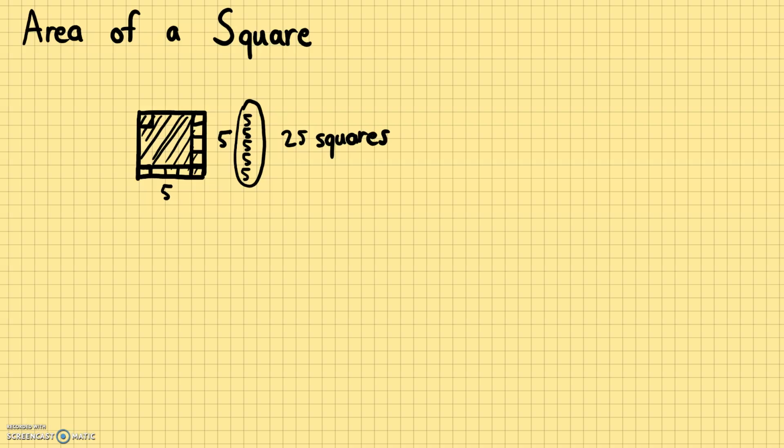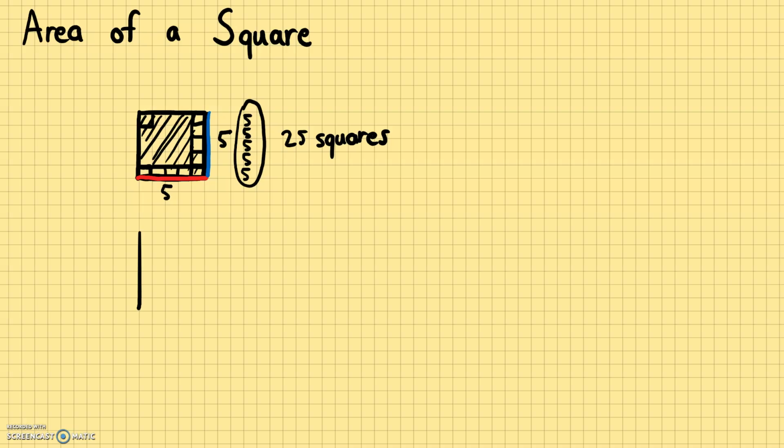So to find the area of a square, you just need to multiply this side times this side, these two sides here. In this case, it's 5. So we multiply 5 times 5 to get 25. Now, the characteristic of a square is that both of these sides are the same. They're always going to be the same.